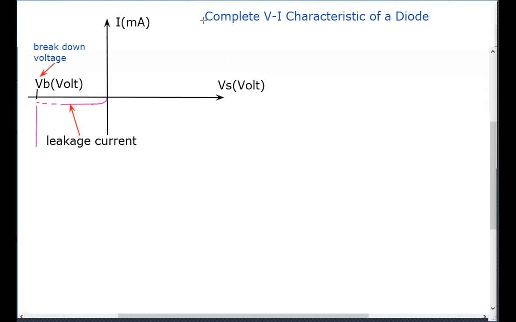What is this graph there? This is the VI characteristic of a reverse bias diode. Last week we drew the VI characteristic of a forward bias diode. So what is the complete VI characteristic here? Complete VI characteristic means the combination of forward bias and reverse bias.